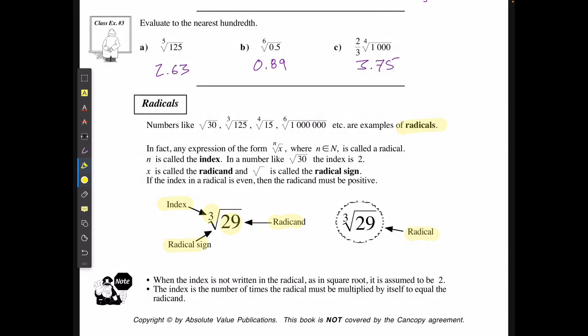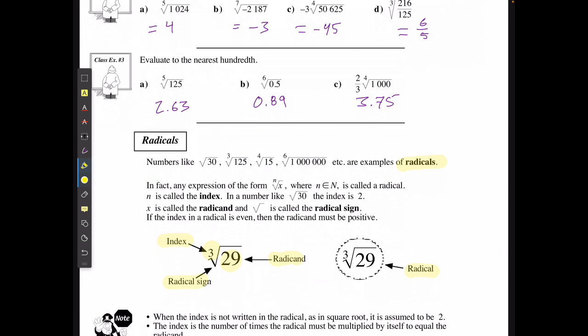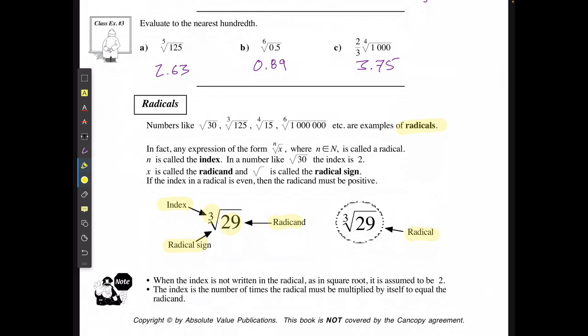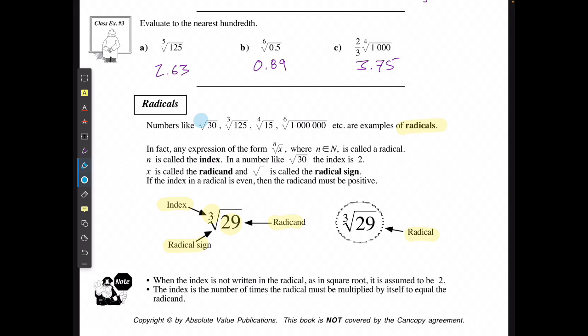Now, sometimes we can also have, like we see up here, a number beside the radical. Just like if it's a variable, we'd call that the coefficient. One thing you probably already know is that if we have a radical and we write nothing up in that top spot, it's always assumed to be the number 2. So if it doesn't have anything written, there's an imaginary 2 sitting up there.